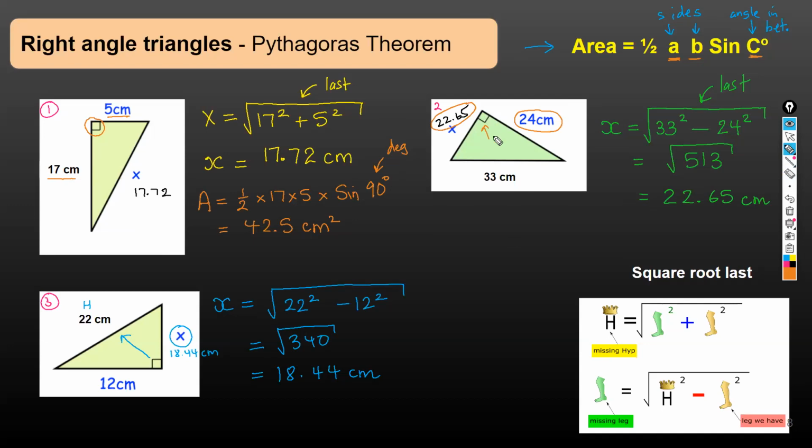Could you all find the area of triangle 2 for me, please? Area, a half, a and b are the 2 chosen sides, and then sine, and the angle in between those two sides is 90 degrees once again.